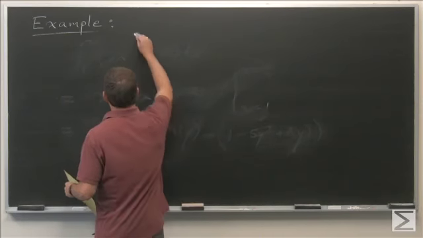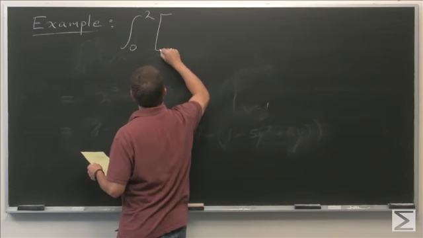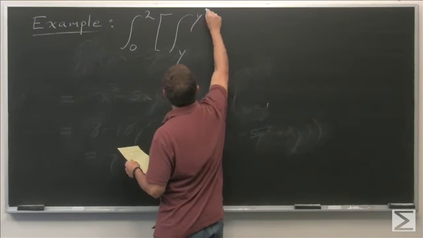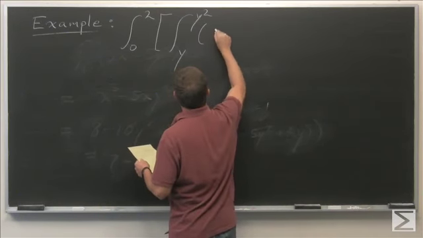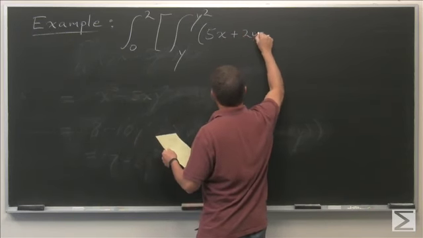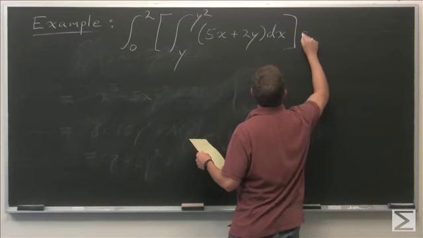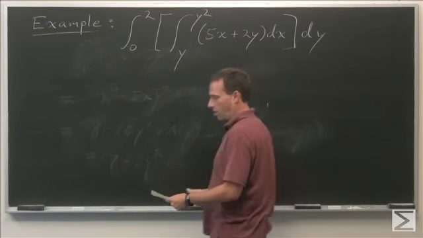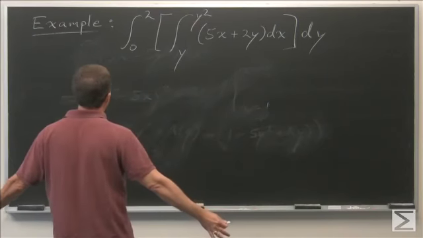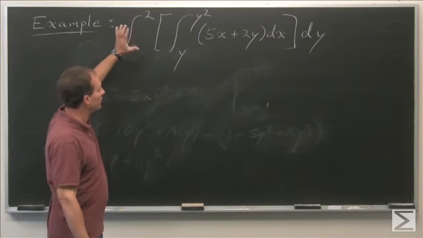Let's look at what you would mean by the integral from 0 to 2, the integral from y to y squared of 5x plus 2y dx and then dy. All right. What does this mean? Well, I put in the square brackets, so hopefully it's clear.